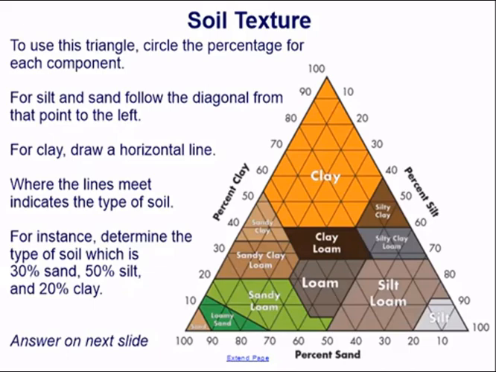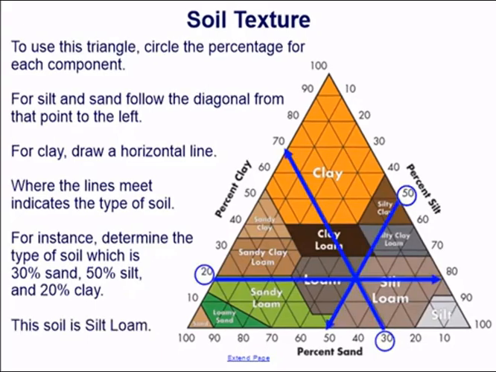For instance, determine the type of soil which is 30% sand, 50% silt, and 20% clay. The answer will be on the next slide. And as you can see, continuing from the last slide, this soil is silt loam.